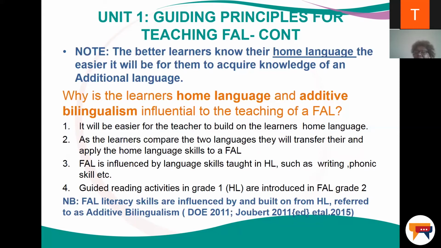And which language skills are we talking about? Writing, phonic skills, and so on. If they know the sounds and how sounds are made, they know how to write, and they'll be able to transfer those skills to FAL. Guided reading activities in grade 1 home language are introduced in grade 2. So if you have done guided reading activities, they will be able to participate in guided reading in grade 2.